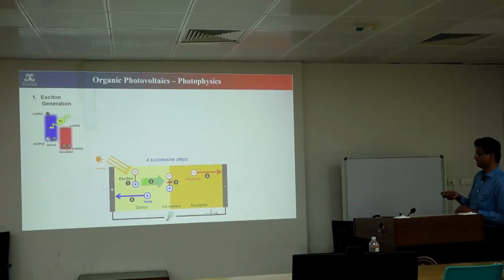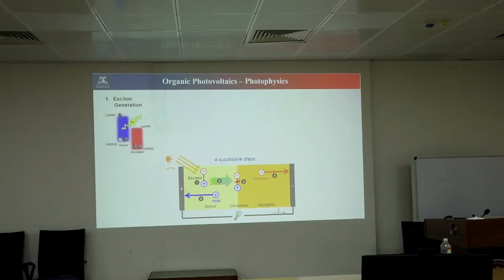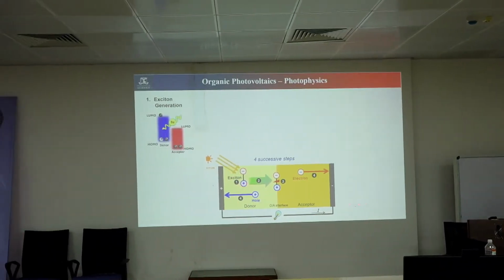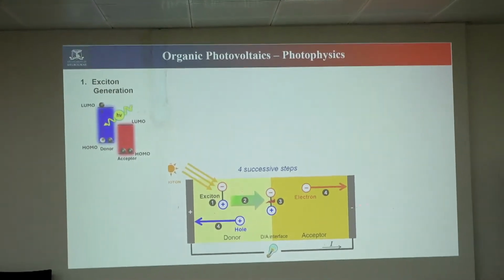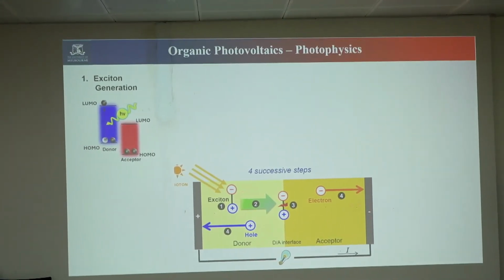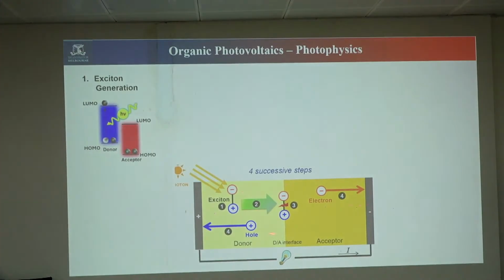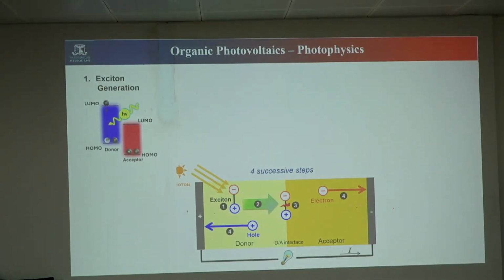As I said, when sunlight falls on this cell, I'm only talking about the P side. There is a possibility the light can be absorbed on this side also. This also can generate electrons. Then this one goes through. There are two channels now.